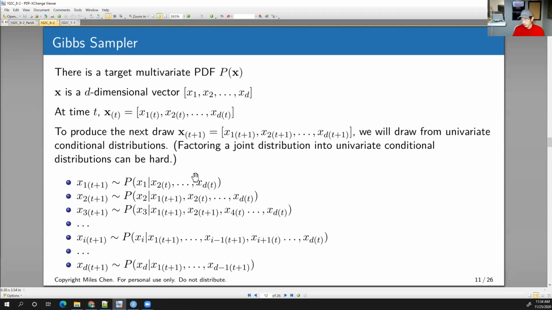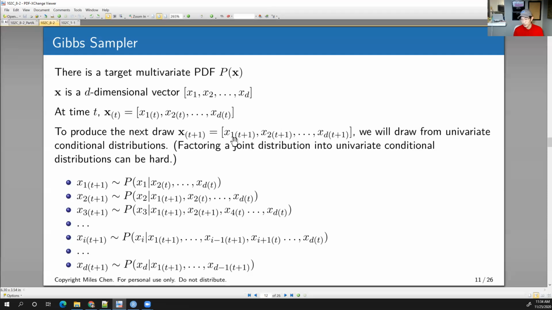What we want to do is produce the next draw, X at time t plus 1, because we're in a Markov chain, so the next draw is based off of our current draw. And with the Gibbs Sampler, the way we're going to get the next draw is we are going to draw each component in X from a univariate distribution.